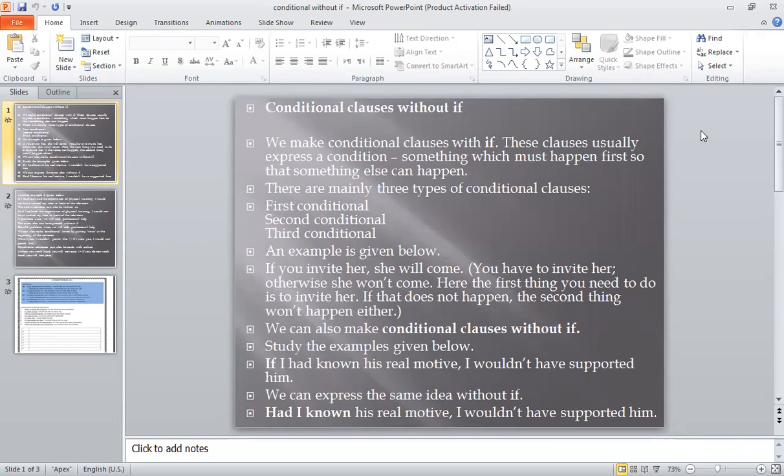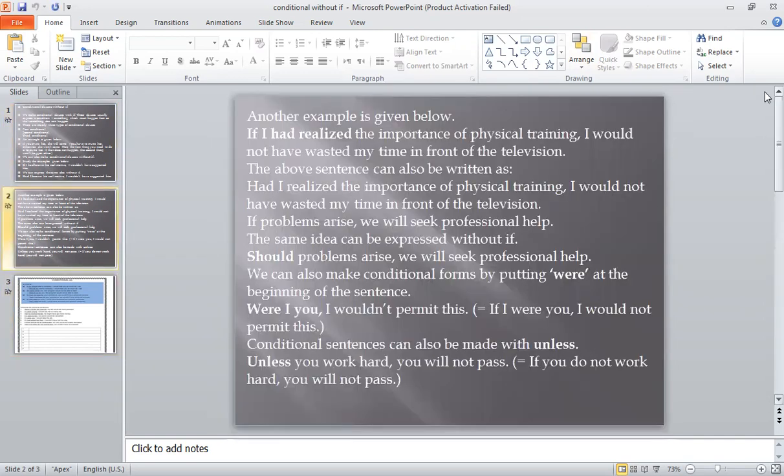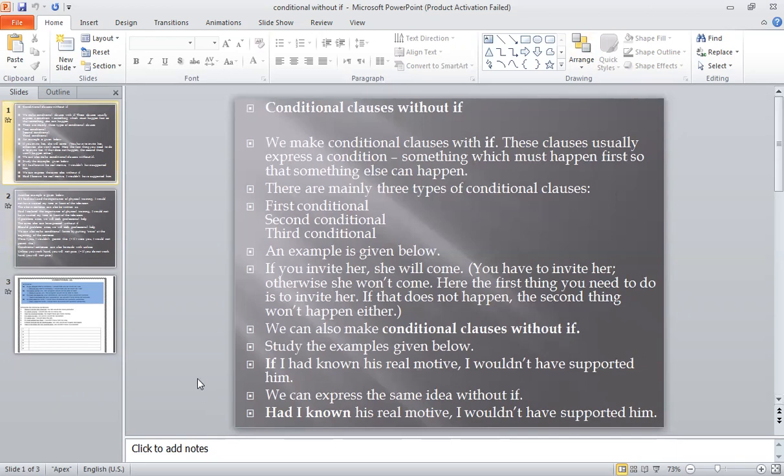We don't use the word if itself. What's the alternative to if that gives the same meaning? Let's see. We make conditional clauses with if. These clauses usually express a condition, sometimes one which must happen first so that something else can happen. There are mainly three types of conditional clause: first, second, third. An example is given below.